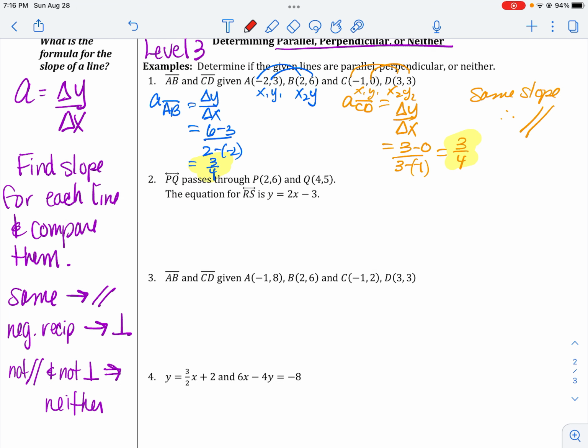When we look at number 2, this time I'm given an equation and 2 points. It doesn't change anything, I still just have to compare them. So we start with the slope for PQ. That's points, so I label my points. And so delta y over delta x, that's 5 minus 6 over 4 minus 2. So that's negative 1 over 2. So that's the slope for my first line.